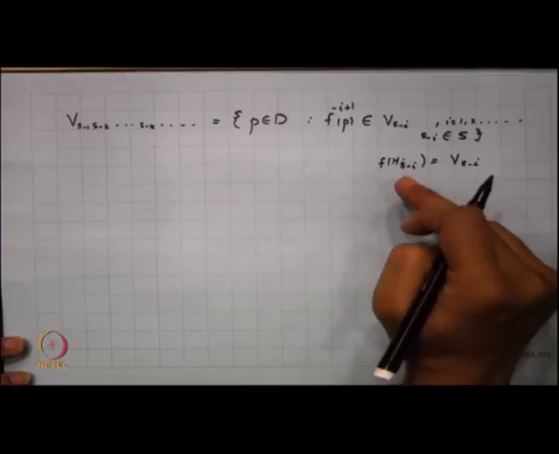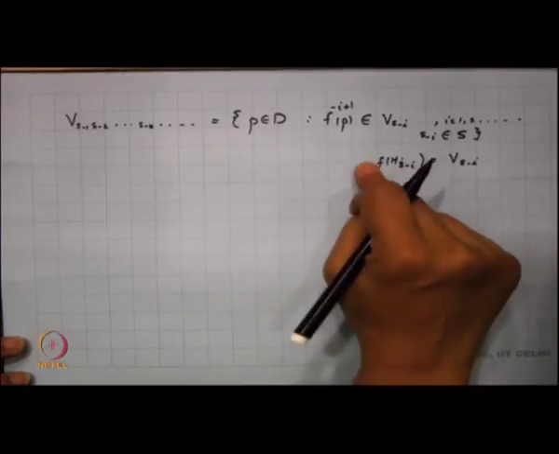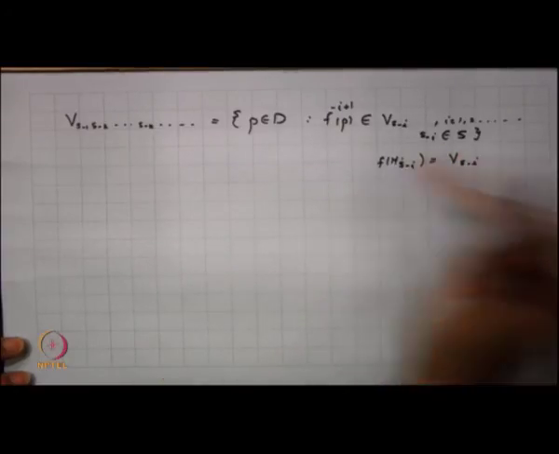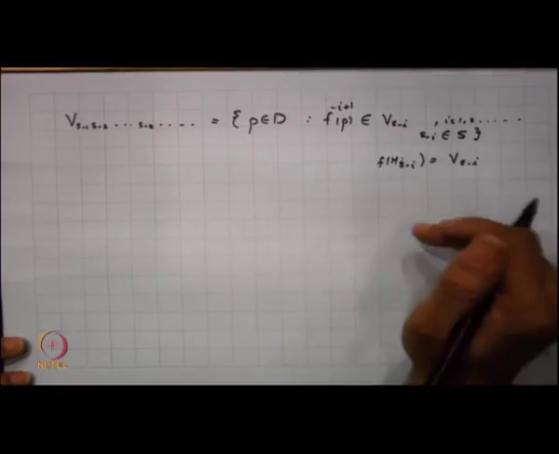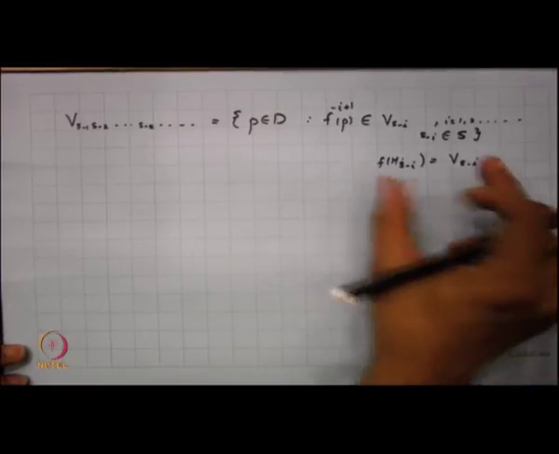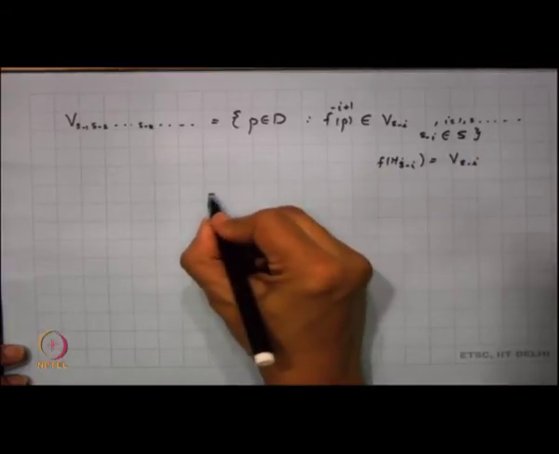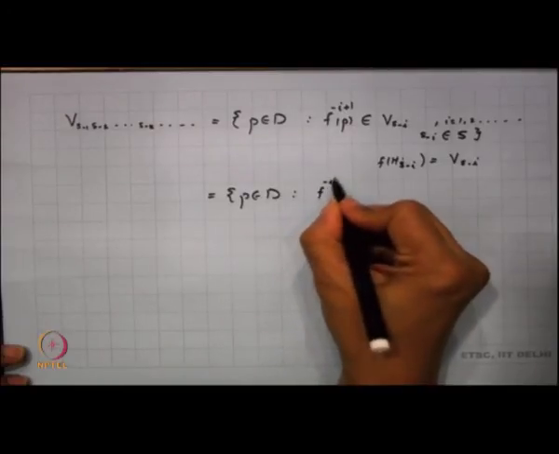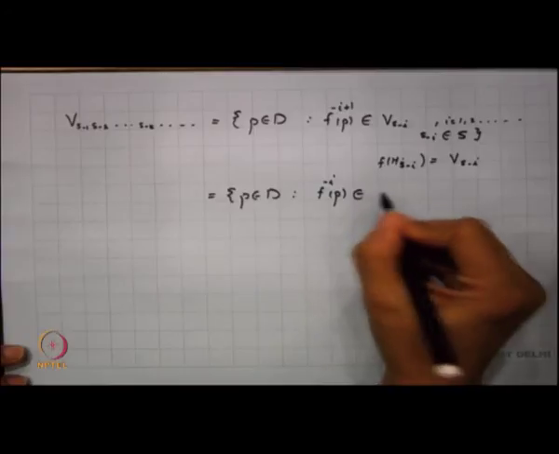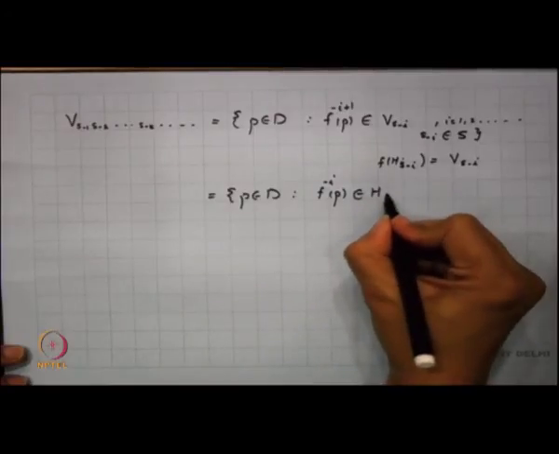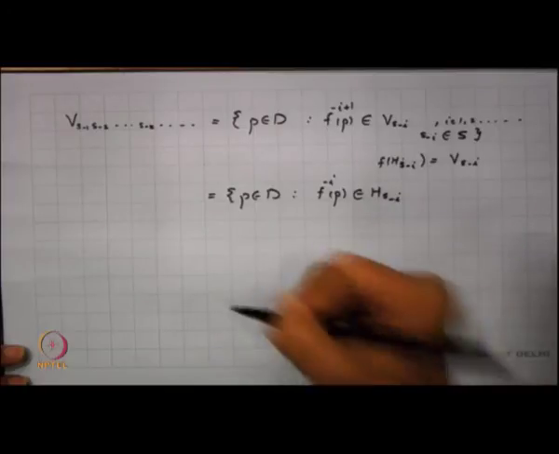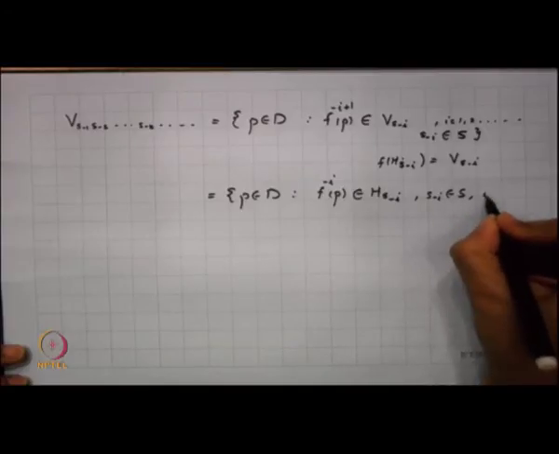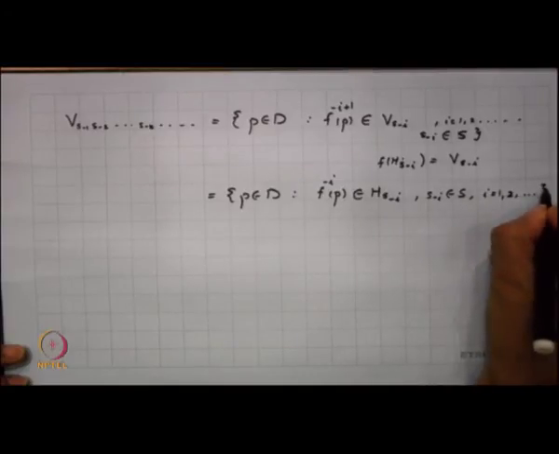We know that h maps to the horizontal rectangle, maps to the vertical rectangle in this manner, because again our indexing is just 0 and 1, and we know that h naught is mapped to v naught and h 1 is mapped to v 1. So, if I put this equation inside, what we get here is the set of all p in D such that f to the minus i of p belongs to h s minus i, where again my s minus i belongs to S and my i varies from 1 and so on.